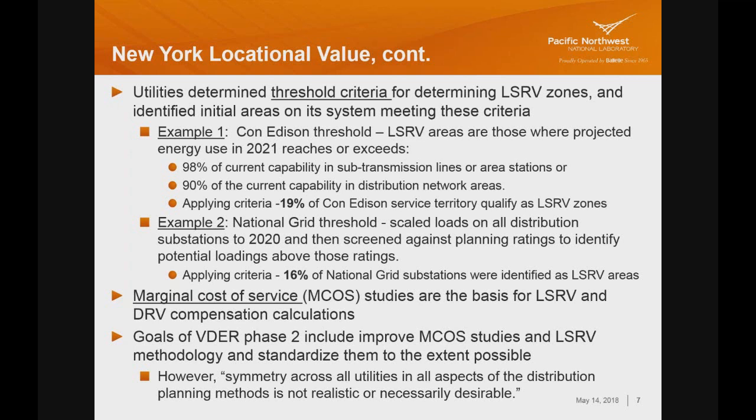For National Grid, the way they define their threshold is they scaled all the loads on all the distribution substations to 2020, and then they screened against their planning ratings to identify potential loadings above those ratings. And when those criteria were applied, 16% of substations were identified as LSRV areas.